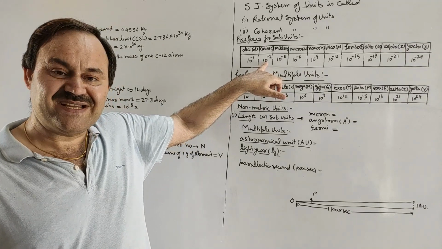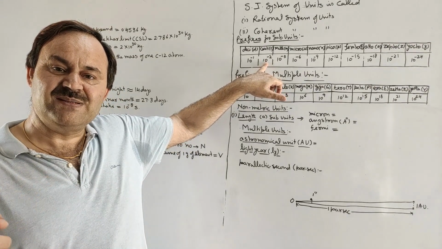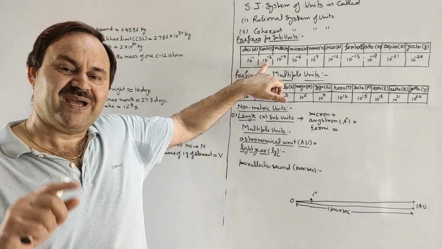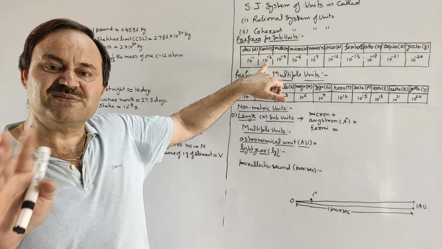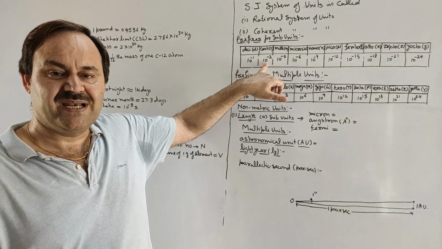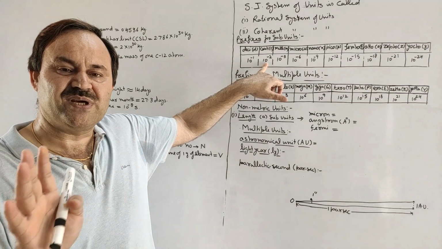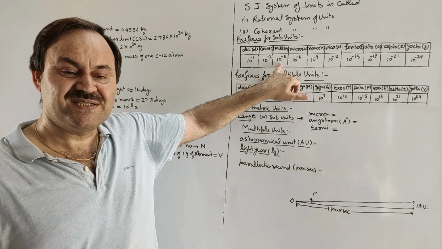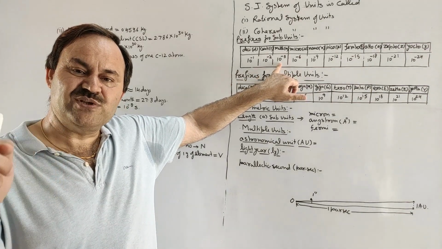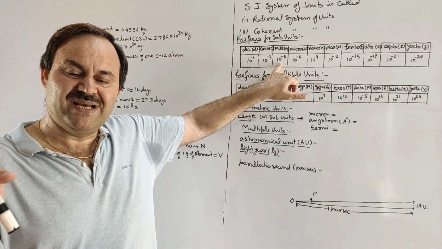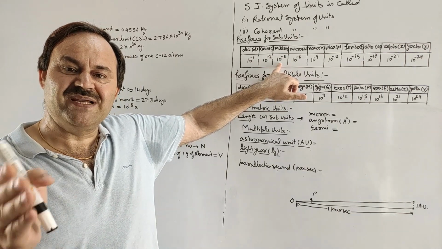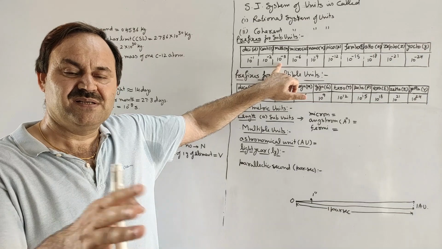Say the second is centi. Centi will be 10 to the power minus 2, and centimeter, centigram, centisecond, centiampere, like that. In front of any unit you can use centi. Then is milli. Milli is 10 to the power minus 3, milligram 10 to the power minus 3 gram, milliampere 10 to the power minus 3 ampere, like that.